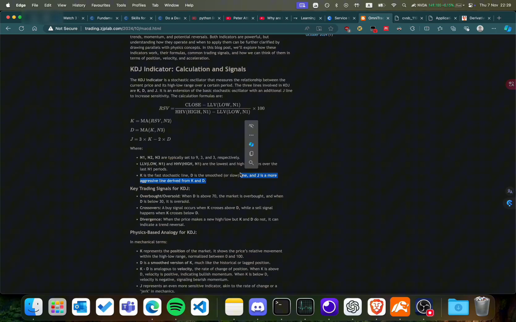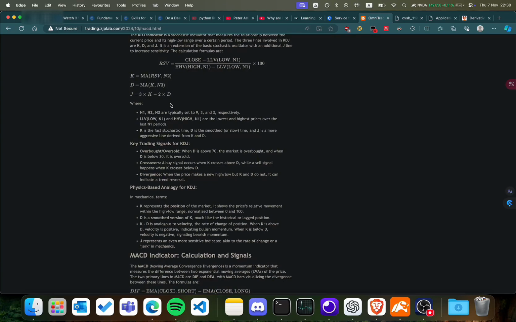Traditionally, for the KDJ signal, D above 70 means the market is overbought. D is the lagged price. So if K is between 0 and 100 and the lagged D is already above 70, then it's a pretty strong signal. D below 30, average velocity below 30, means pretty low momentum, of course.